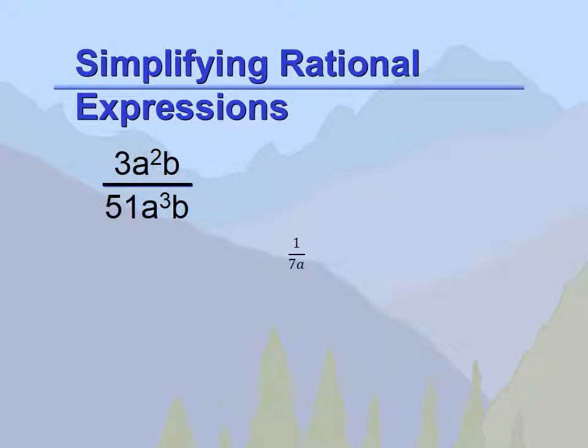So 3 goes into 51 17 times, not 7. I apologize for that. And then if you have a squared over a cubed, remember, you have 2 on top and 3 on bottom. So the 2 on top will cancel 2 out of the 3 on bottom, leaving just 1 in the bottom. And then your b's cancel out completely, leaving you 1 over 17a.